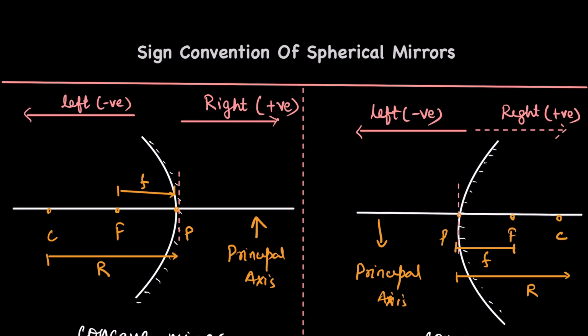Upward direction is considered as positive, and the downward direction is considered as negative. Same thing for the convex. Upward is positive, downward is negative. I hope you understood this rule of sign convention. After that, I will take few examples to clear this concept properly.